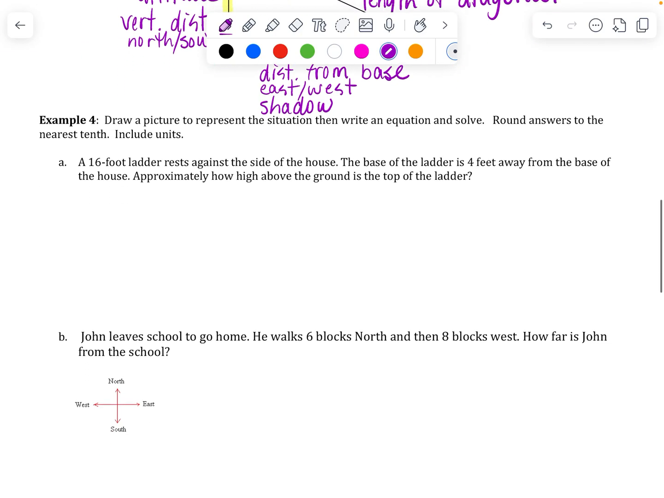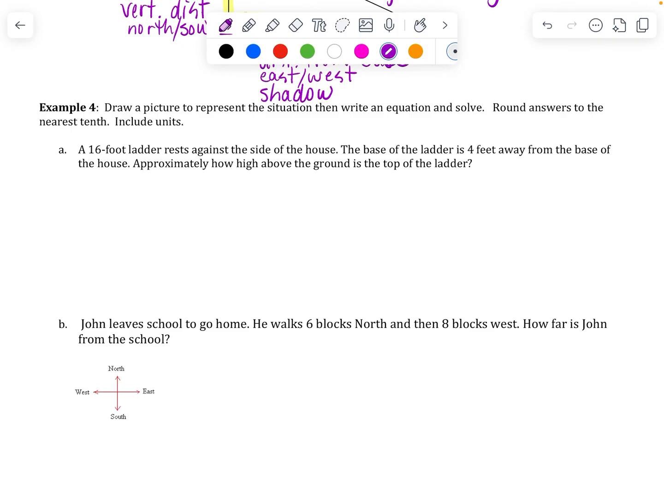All right, so if we go look at example 4, it's asking us to draw a picture to represent the situation. So of course we're going to be drawing a right triangle, and then to write an equation and solve. We're rounding to the nearest tenth because it's a word problem. We're of course including units. So on the first problem, it says you have a 16-foot ladder resting against the side of a house. Now, we could be very artistic about this, and I encourage you to maybe be a little bit artistic sometimes so you can reason out what's happening.